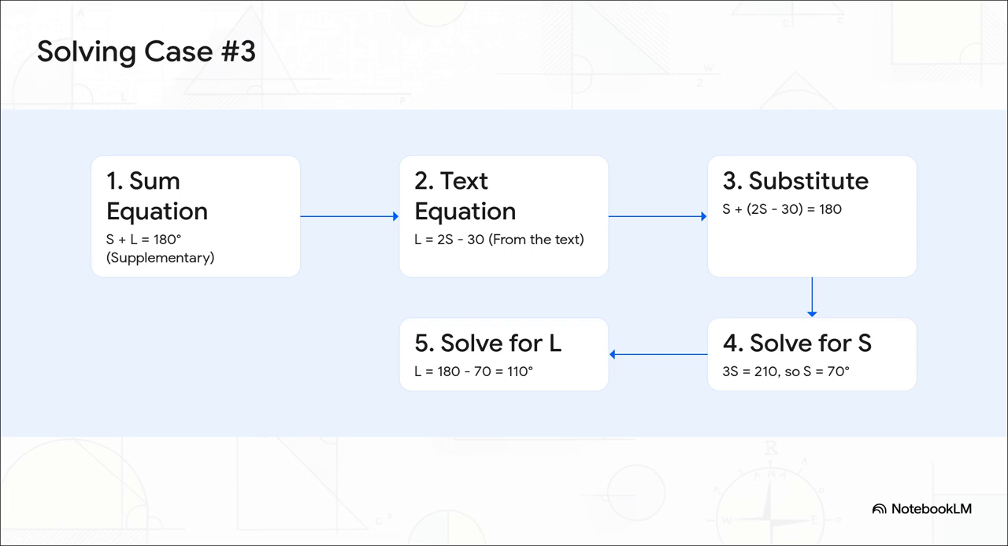And now for the magic step. We substitute that second equation into the first one. That lets us solve for both angles, and you find out they're 70 and 110 degrees.